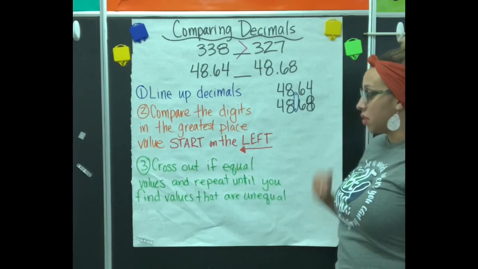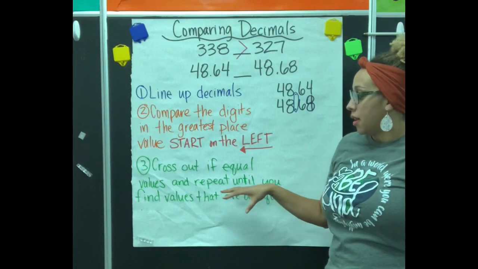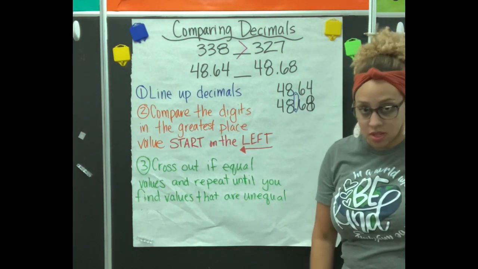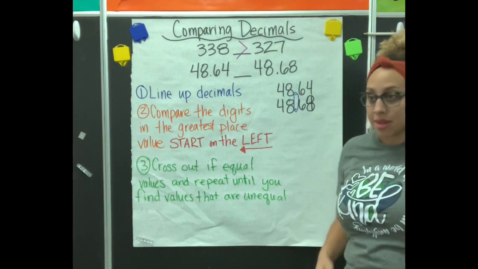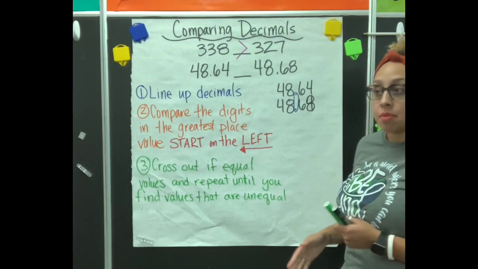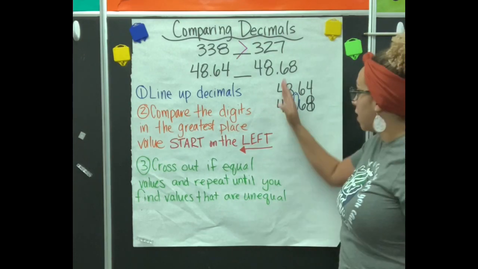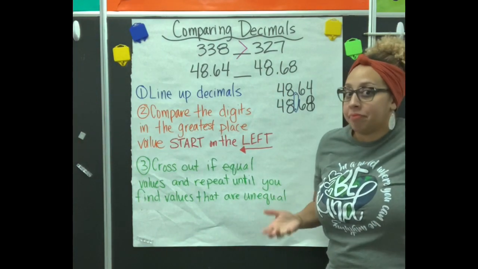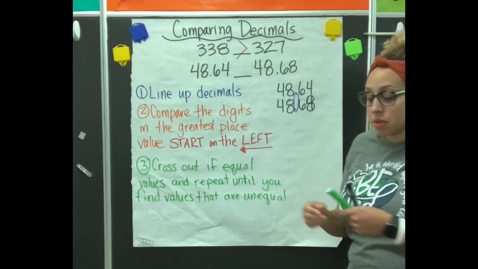You cross out if they're equal, and then you repeat. You just keep repeating until you find values that are unequal, meaning they are not the same. They are not equivalent. So if they're equivalent, we're getting rid of them because they don't change anything. If both of these numbers have 4 tens, as of right now, they're equivalent. So we have to make sure that we're paying attention.